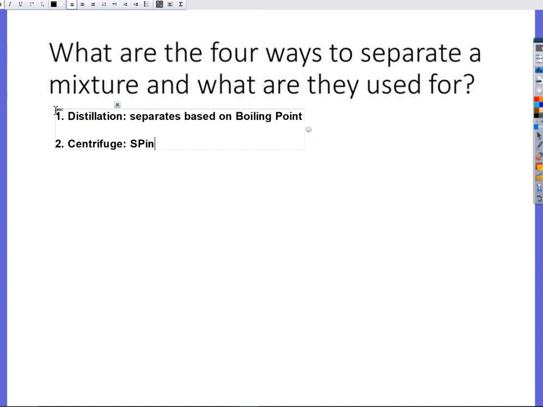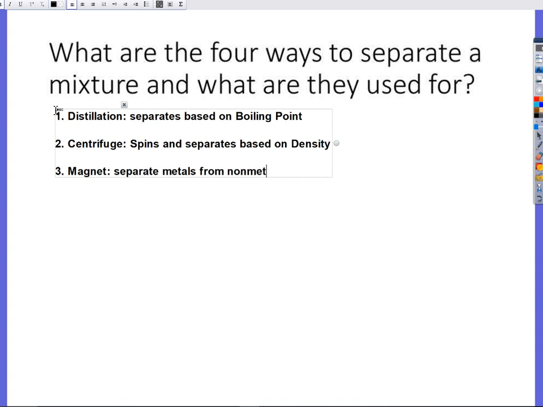Centrifuge spins and separates based on density. A magnet can be used to separate metals from nonmetals. And the last one we talked about was a filter. And a filter separates based on size. So it's going to separate the large pieces from the smaller pieces. Most often we use that to separate one solid from another liquid, but it can also be used to separate 2 solids as long as one of those solids is very, very small.